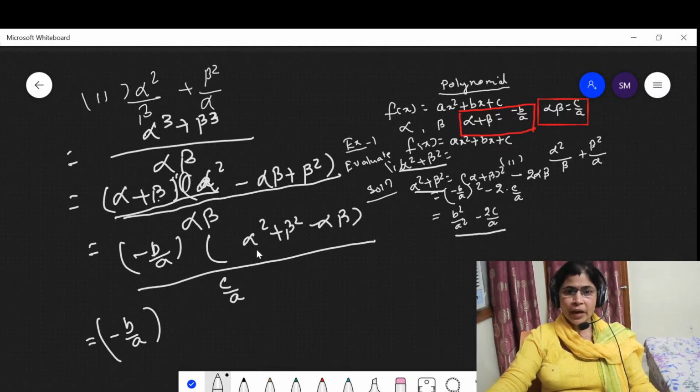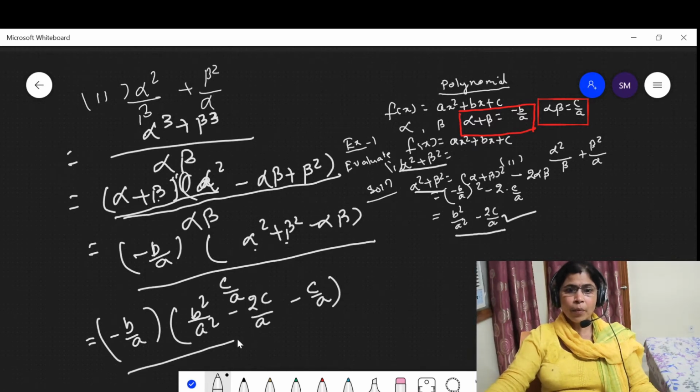Then put the value of alpha square plus beta square. Then you derive it. In place of alpha square plus beta square I can write b square upon a square minus 2c upon a, and in place of minus alpha beta we can write minus c upon a upon c upon a. Then alpha into beta is c upon a.